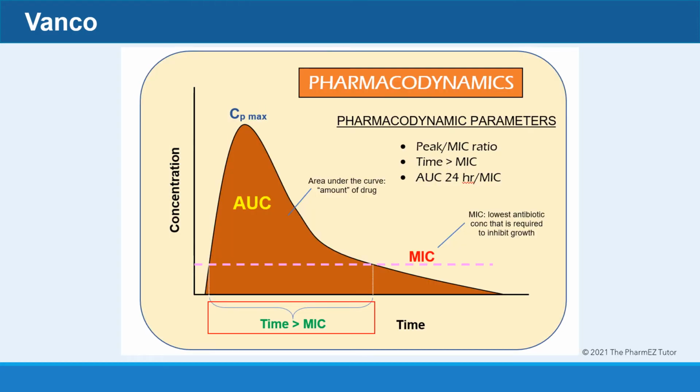With pharmacodynamics, we introduce relationships between the pharmacokinetic parameters and the MIC. The MIC is the minimal inhibitory concentration. So we get the peak to MIC ratio, the time above the MIC, and the 24-hour AUC-MIC ratio. You can see that these pharmacodynamic parameters better define the killing action of the antibiotic compared to the pharmacokinetic parameters.